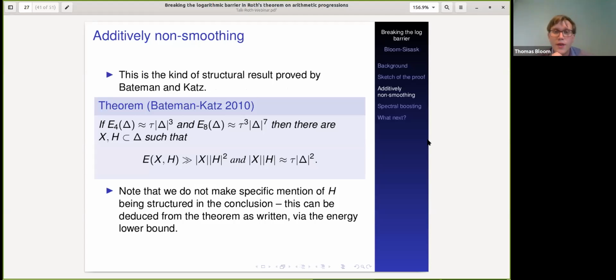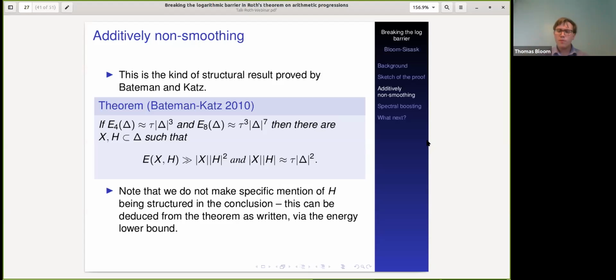And it's exactly that kind of inverse result which was proved by Bateman and Katz. So if a set Δ is additively non-smoothing, in other words, if E4(Δ) is roughly τ|Δ|³ and E8 is roughly τ³|Δ|⁷, and again, I want to stress τ could be anything, basically. It could be anything from 1 down to |Δ|⁻¹. Then there are X and H inside Δ such that the energy between X and H is basically maximal up to constants, and the product of their sizes is τ times |Δ|². Again, this is only an informal statement, so I'm not going to try and describe the quantitative dependence in the conclusion here.